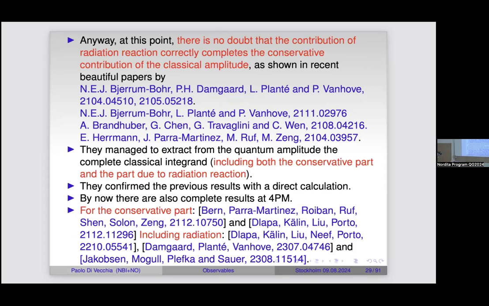So anyway, at this point, there is no doubt that everything is correct. In fact, there are many papers that extracted the classical limit from the loop amplitude, and they checked that the next-to-leading eikonal was correct. And now there are also complete results at 4PM of different groups. They claim that, including also radiation, at 4PM there is again the problem that at high energy the deflection angle diverges. And this is something that has not been understood yet.